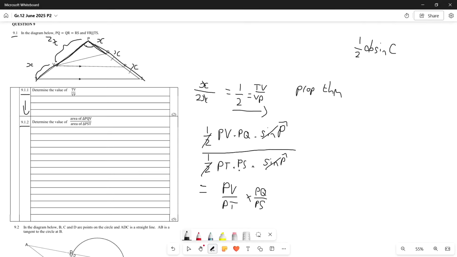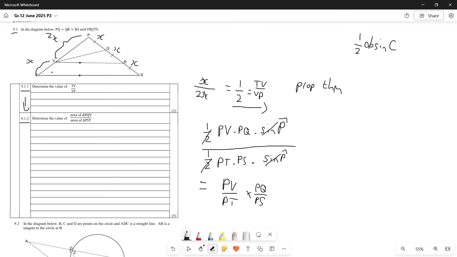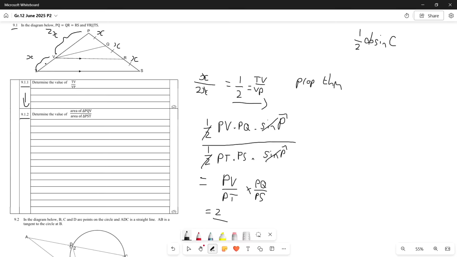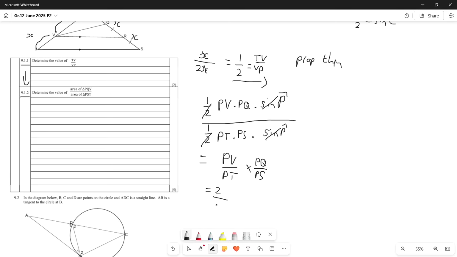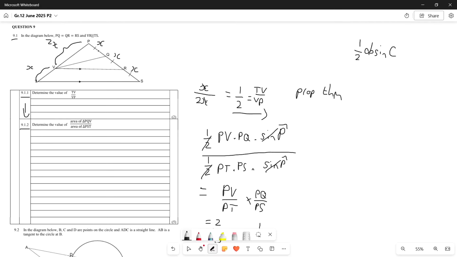The reason I split them up was because these sides over here, PV over PT, is just one side of our triangle, and PQ over PS is the other side of our triangle. At this stage, to use 9.1.1's information as far as how we set up our triangle in terms of x, we can plug in the values for PV and PT, because PV equals 2 or 2x, and PT equals 3 or 3x if we want to keep the x's in. Either way, the x's are going to cancel each other out. PQ here is 1 or 1x, and then PS over here is 3.